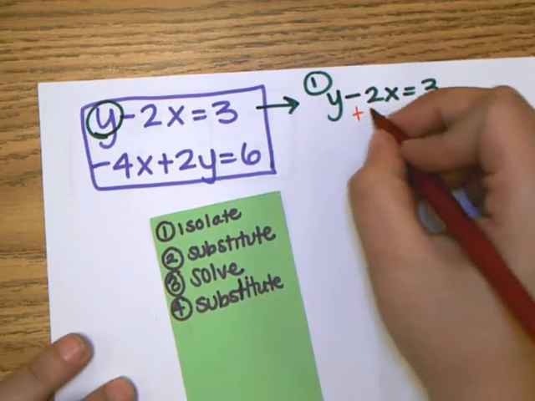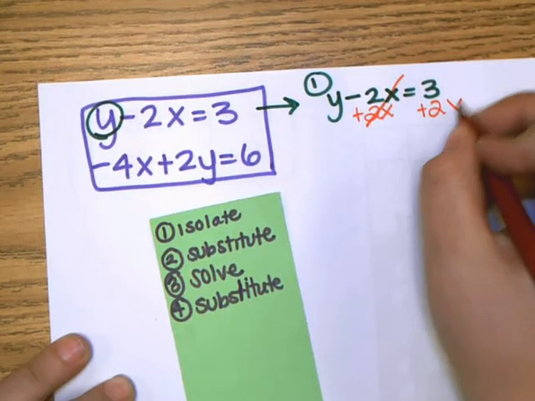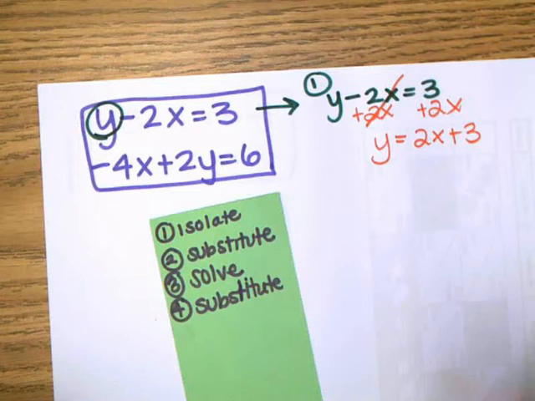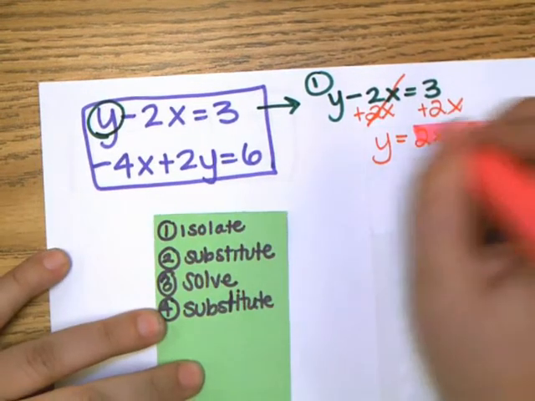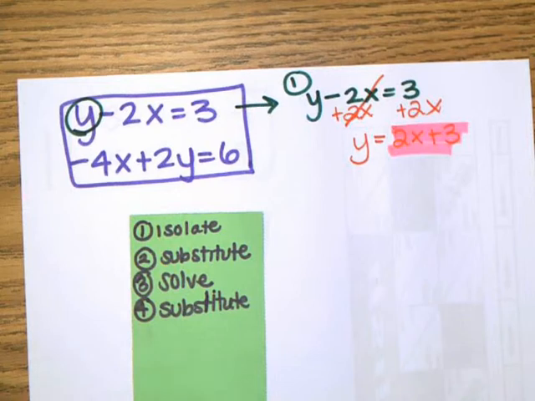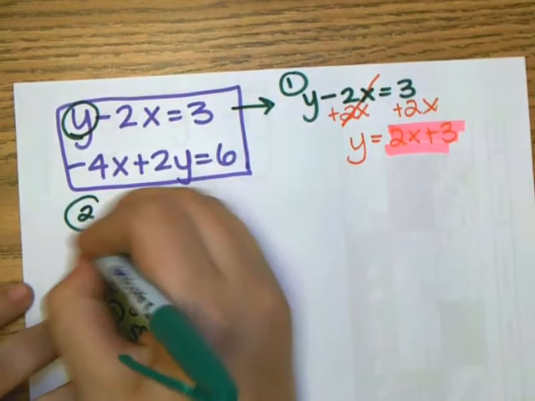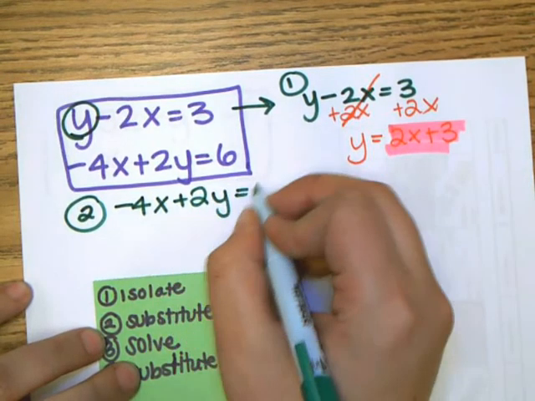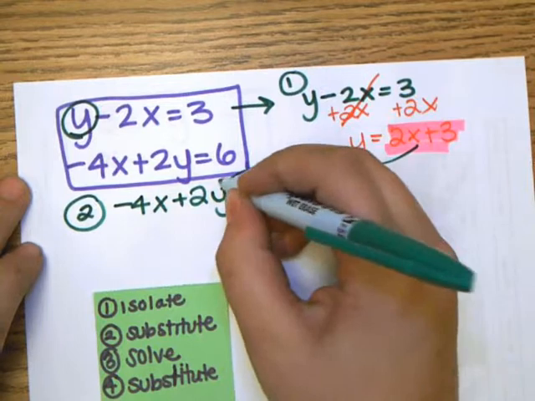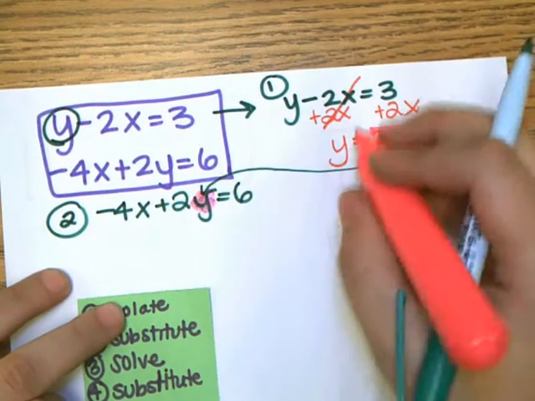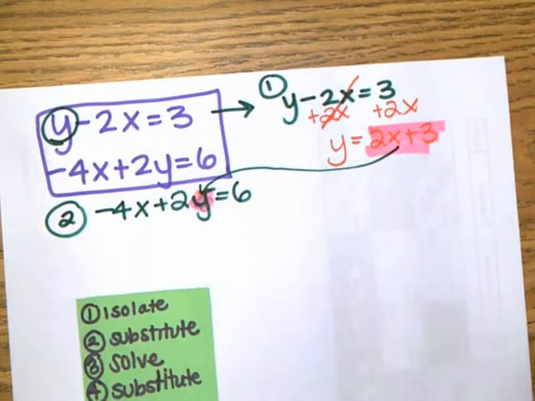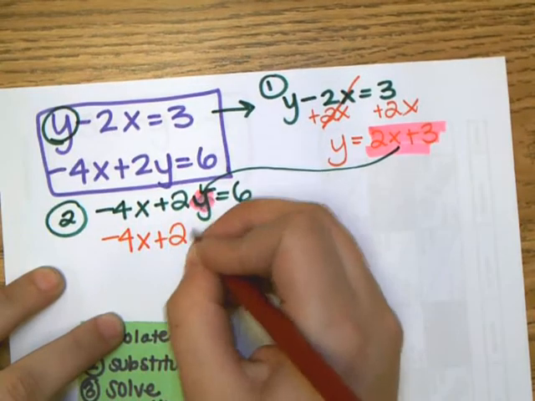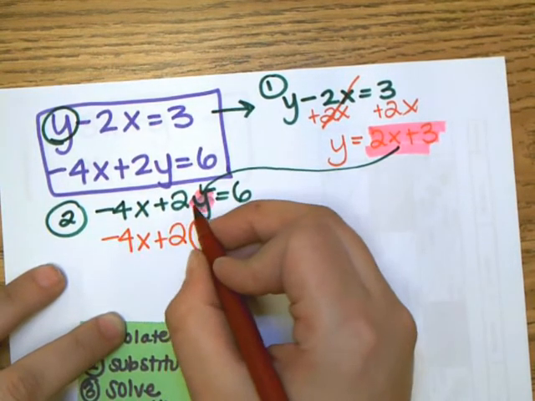So I'm going to take that equation. This is step 1. And I'm going to isolate y by adding 2x. So now I'm ready for step 2. I'm going to take that, 2x plus 3, and plug it into this equation. So I'm going to take this and put it right in for y, because it says y equals. So it's going in for y, not x.